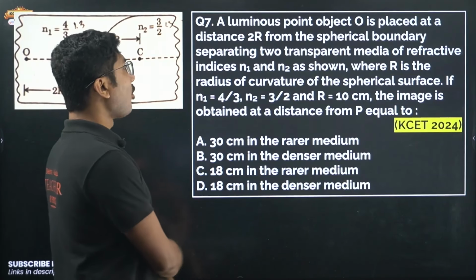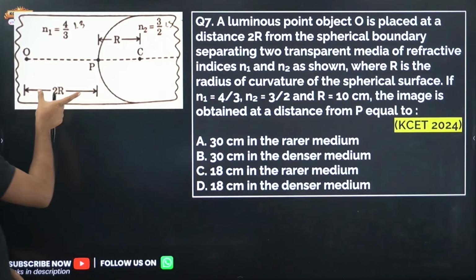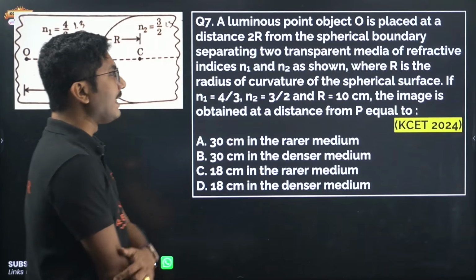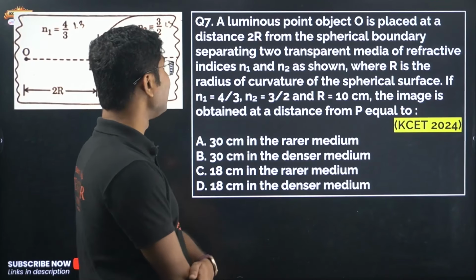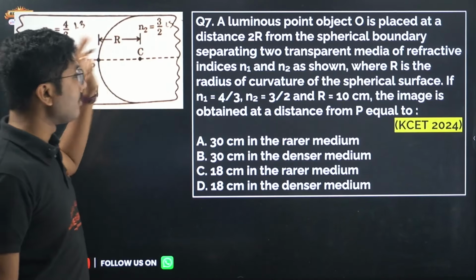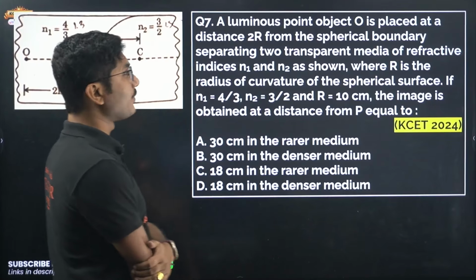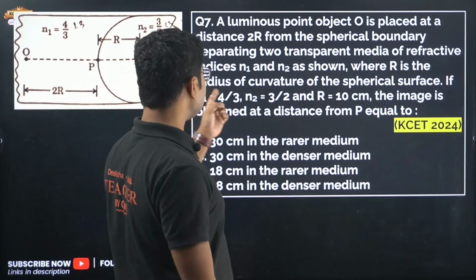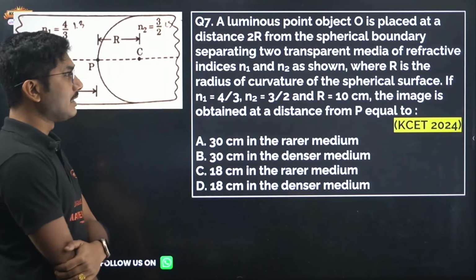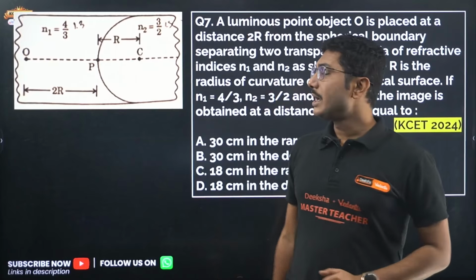A luminous point object O is placed at a distance capital 2R from a spherical boundary separating two transparent media of refractive indices n1 equals 4 by 3 and n2 equals 3 by 2 as shown, where capital R is the radius of curvature of the spherical surface. If n1 is this and R is 10 centimeter, the image obtained at a distance P equals to. So what will be the image obtained in this particular case, right?